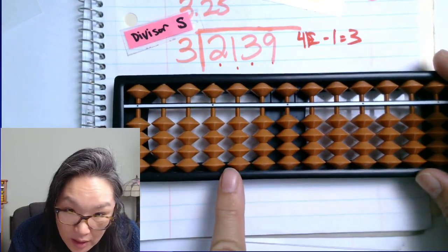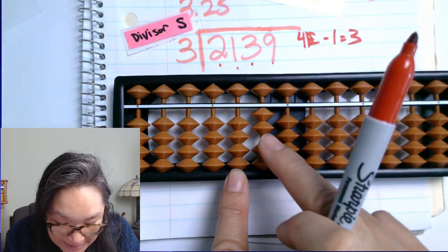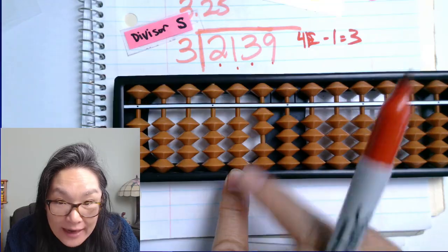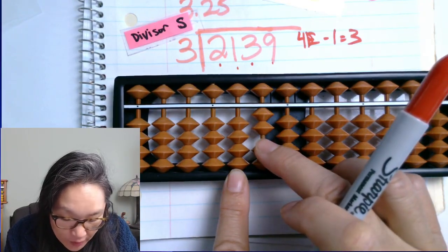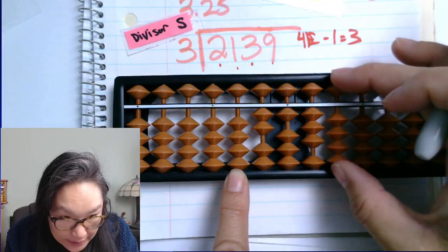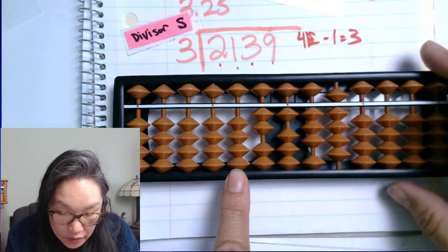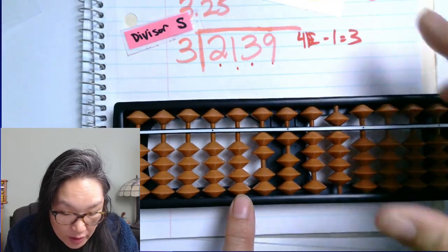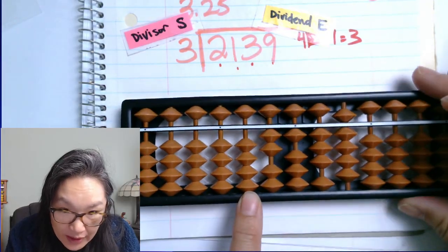As we put our answer, I'm going to add my dividend to the abacus. The reason why is because the dividend helps me track my answer. So I'm going to put 2139. Okay, so now what are we going to do? Now we're going to start having a conversation. There's a few things we need to understand. I'm going to have a little chart.